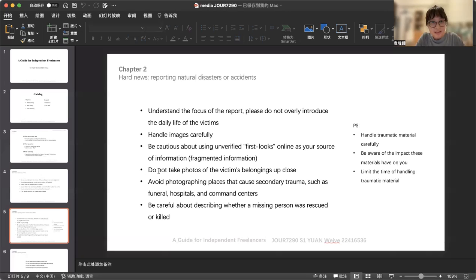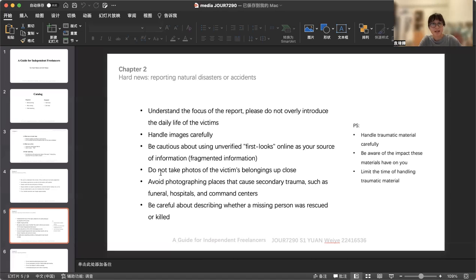The fourth one is do not take photos of victims' belongings up close. Imagine you are at an airplane crash site and you were sent there. I think you'd better shoot the video or photos from a very far distance. I think you don't need to shoot their belongings.